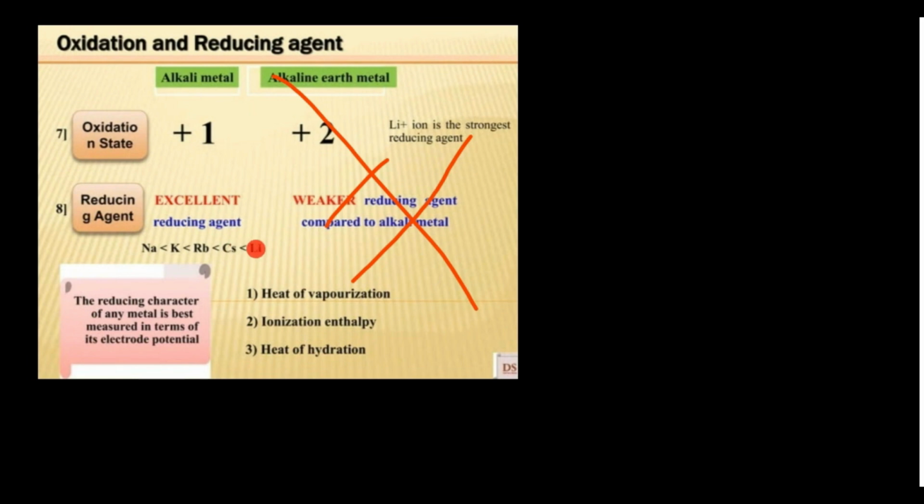The hydration energy of the lithium ion is very high, and that high hydration energy compensates for the high ionization potential energy. That's why this behavior is there. Okay, and this order is already given here, but you should remember this particular thing, very important. These alkali metals are very strong reducing agents.